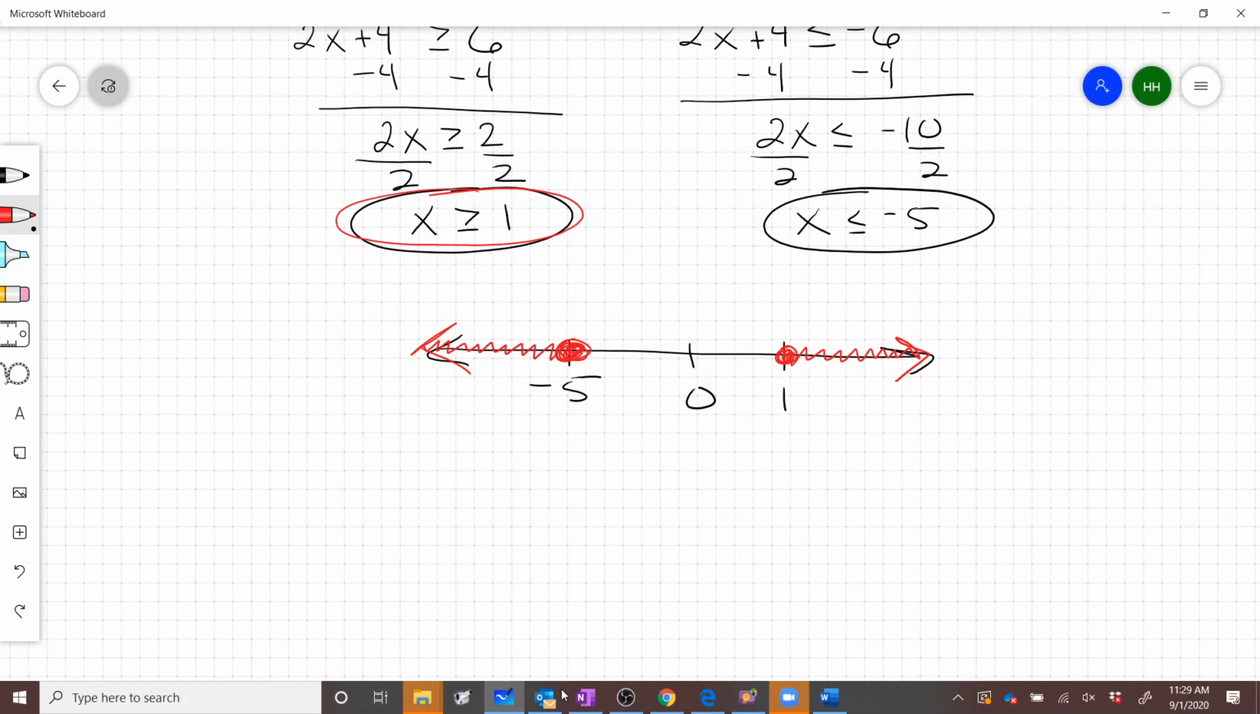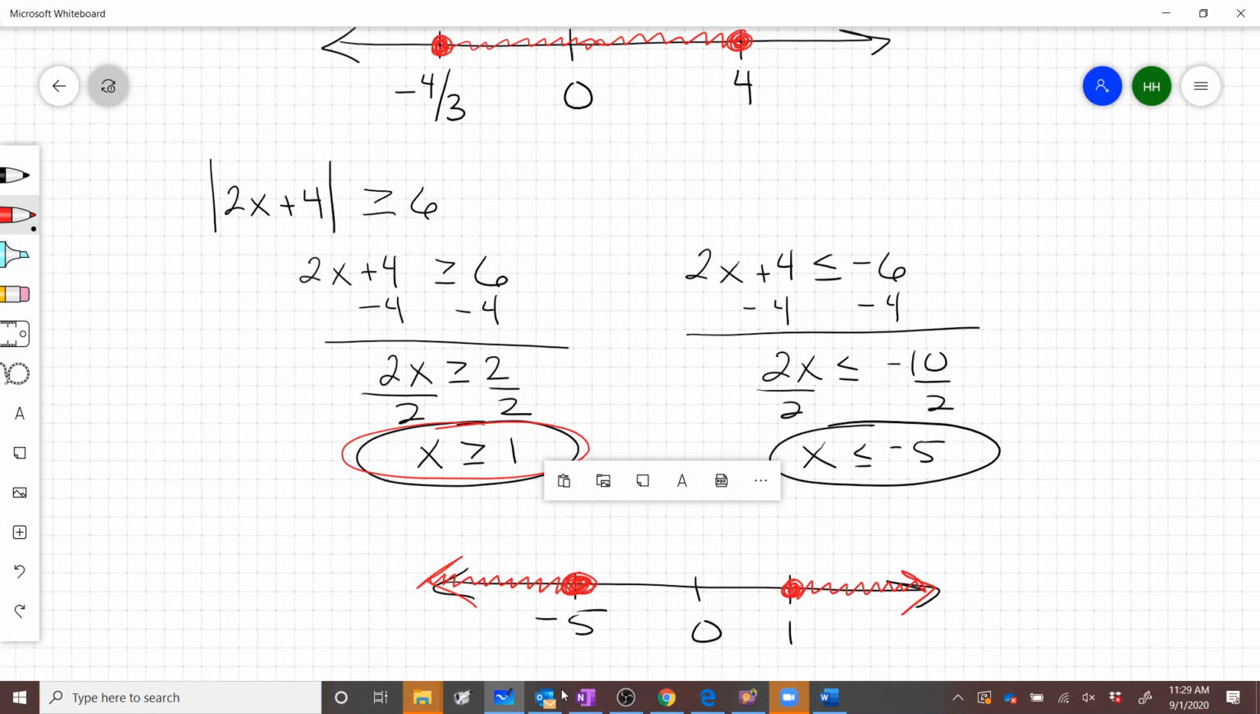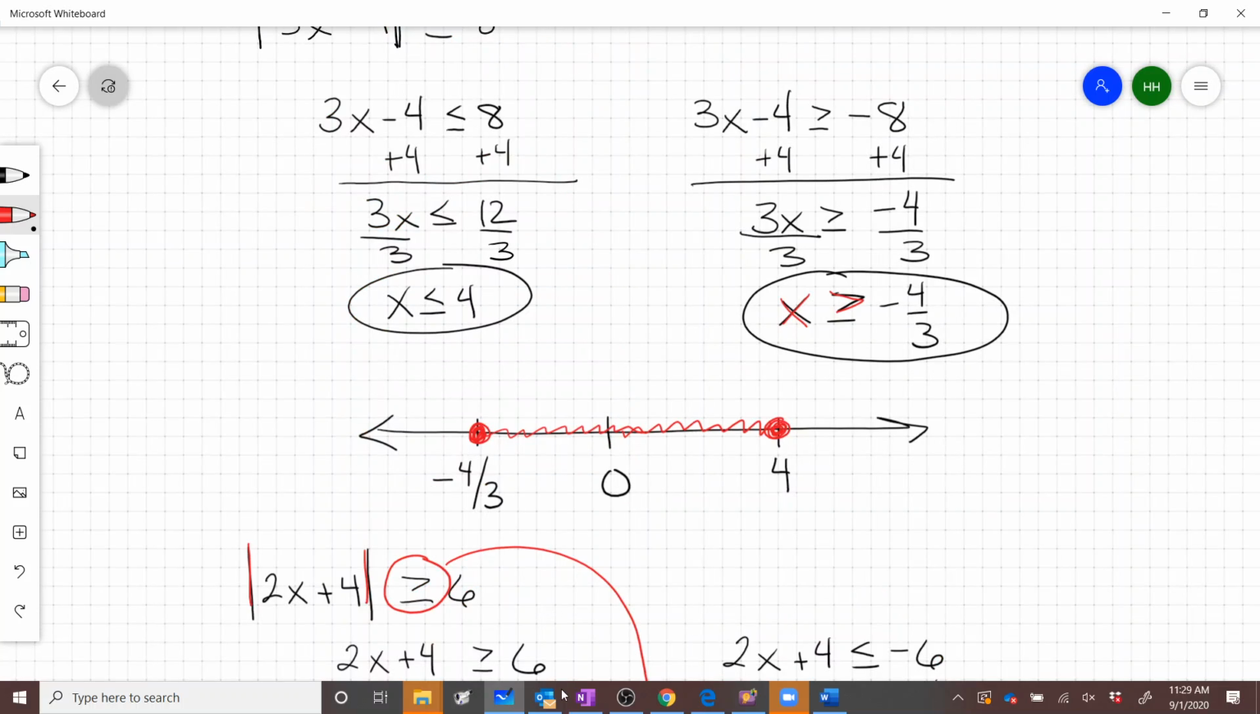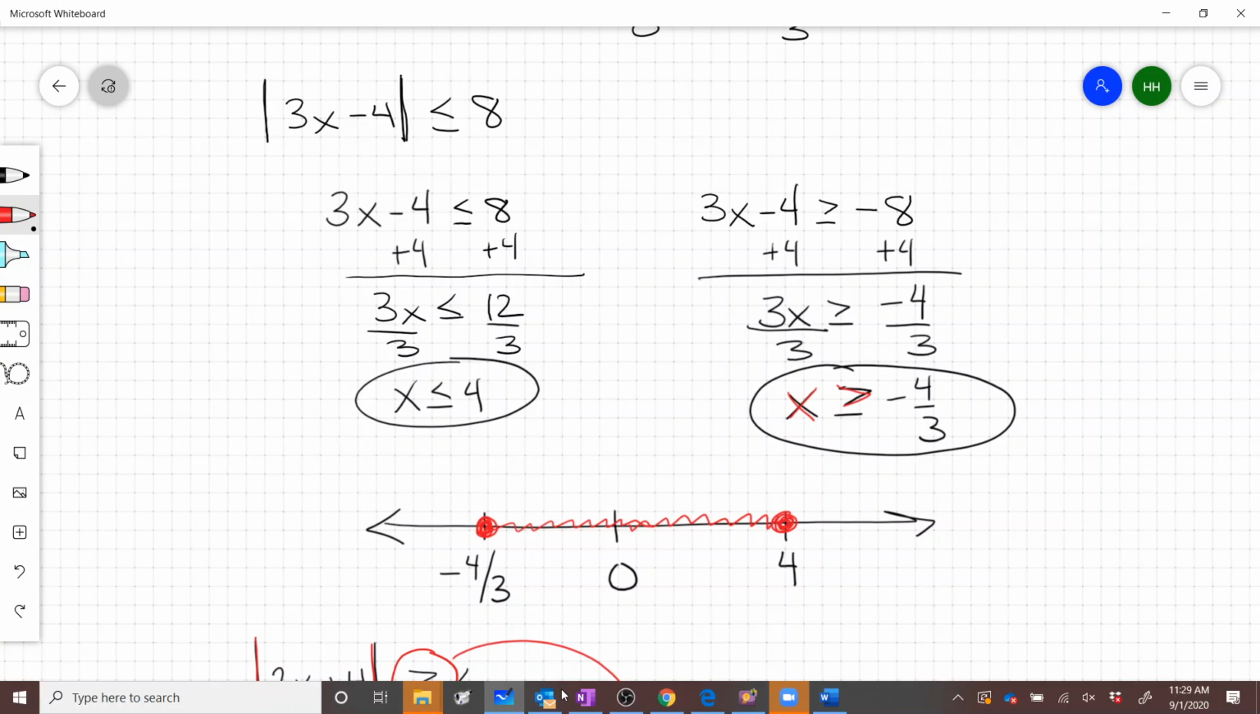These greater than or equal to absolute value problems will look like this. Split graph. The less than or equal to problems, like these first two examples, will look like this, shaded in between. All right.